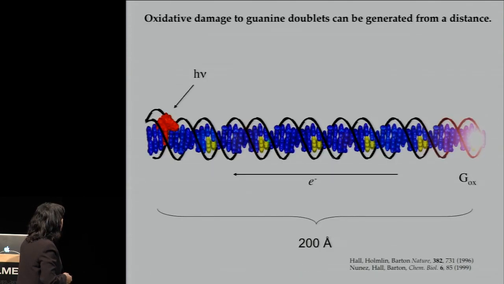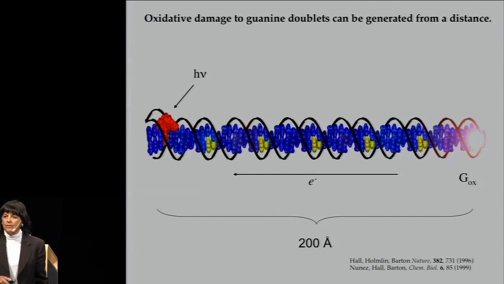And then Megan Nunez in the group made a very long piece of DNA with a lot of double guanines, and she used a different photooxidant that also could stack in the DNA, and she found you could abstract an electron 200 angstroms away from that first photooxidant. So these are very long molecular distances. It allows you to do redox chemistry over very long distances and with some measure of control. But again, as I said, it depends on the stacking of the DNA helix.